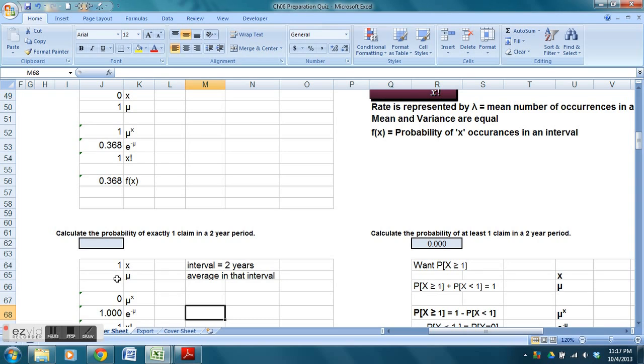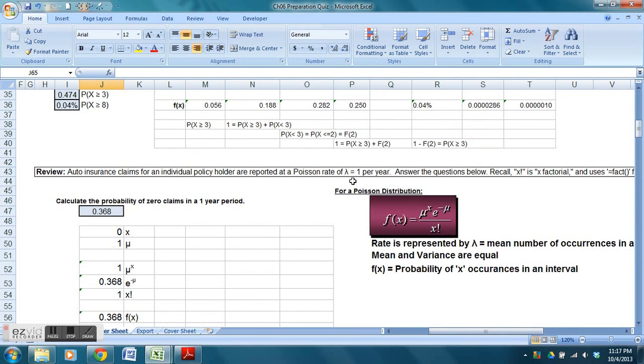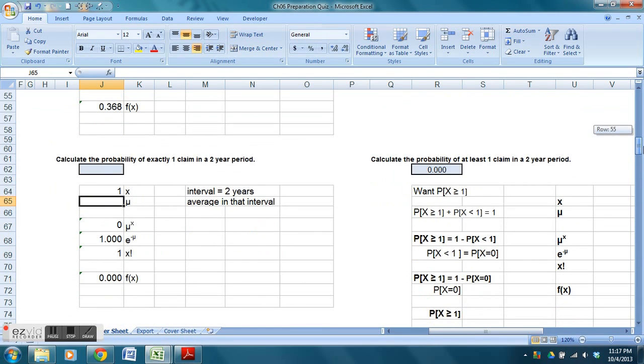And so we want to ask ourselves, what is the average number of accidents in 2 years? Let's look back up at the problem. Oh, the Poisson rate is 1 per year. So the average for 2 years is simply 1 times 2. 1 per year times 2 years. Put a little equal sign there. There we go. And now this process is the same as the first question, and we can come up with our probability of exactly 1 claim in a 2-year period. Beautiful.